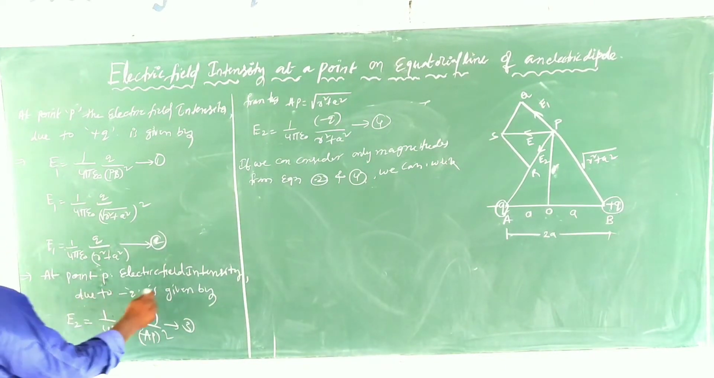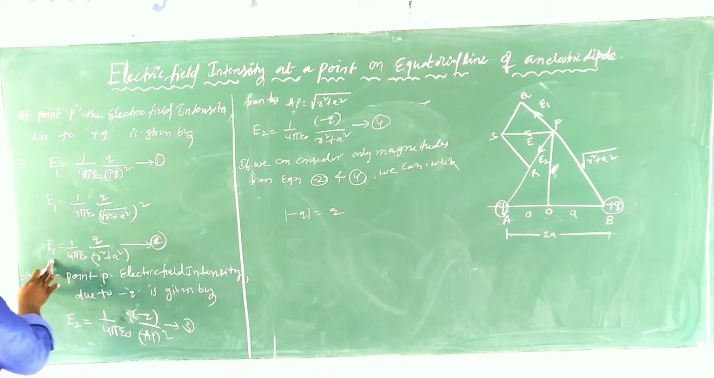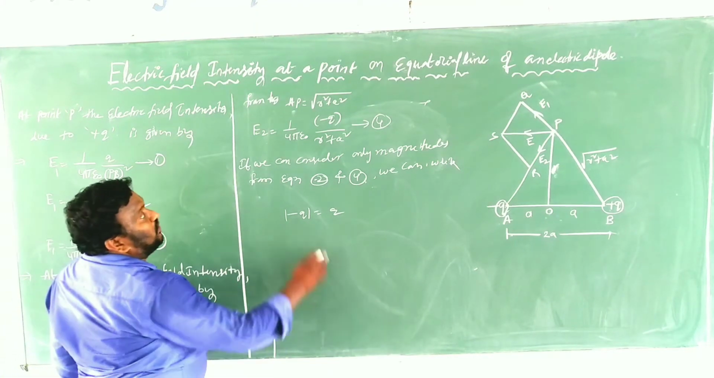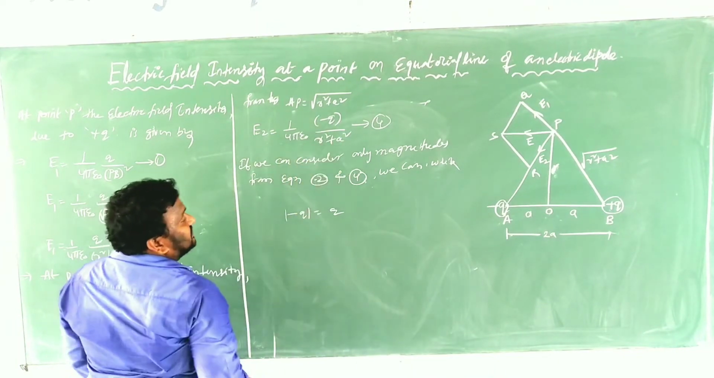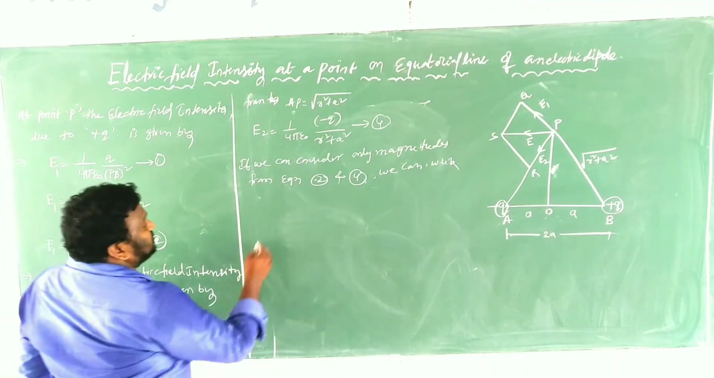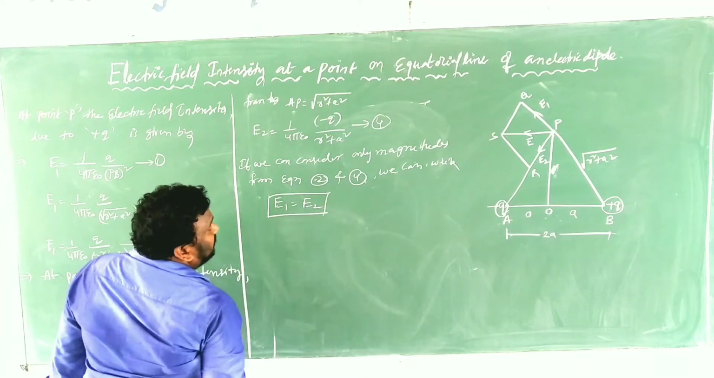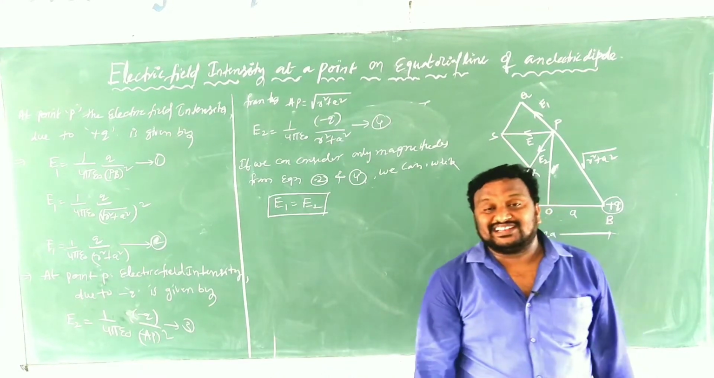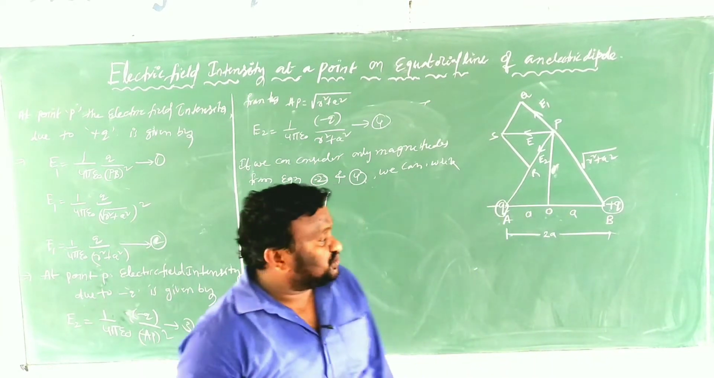Just observe what is meant by the mod of minus Q: it is Q only. So from equation number 2, E1 is equal to 1 by 4 pi epsilon naught Q by R square plus A square. Similarly, considering only magnitude, E2 is equal to 1 by 4 pi epsilon naught Q by R square plus A square. That's why E1 is equal to E2. Therefore, on the equatorial line, both the positive charge and the negative charge produce the same amount of electric field intensity. Clear, children?